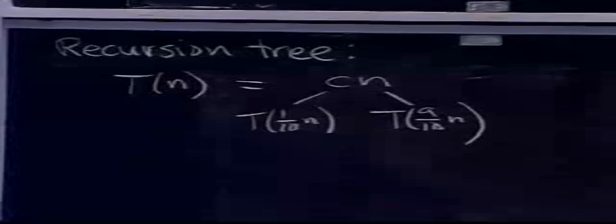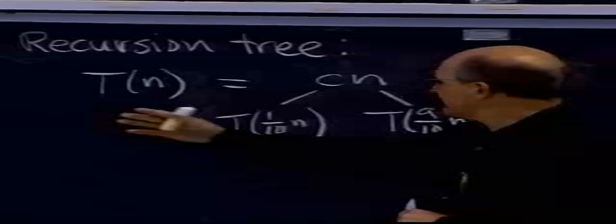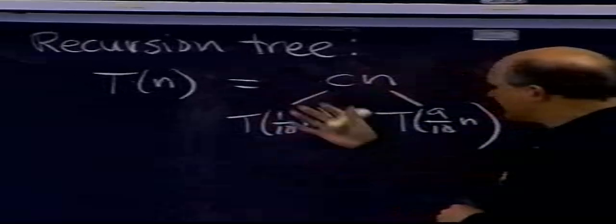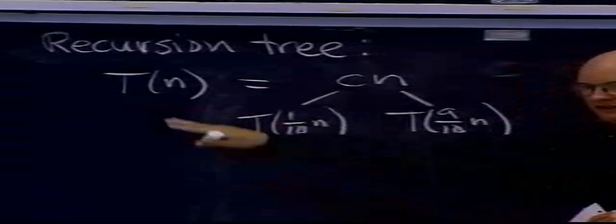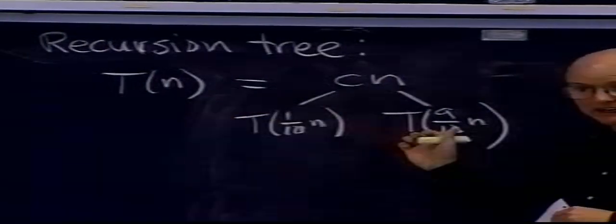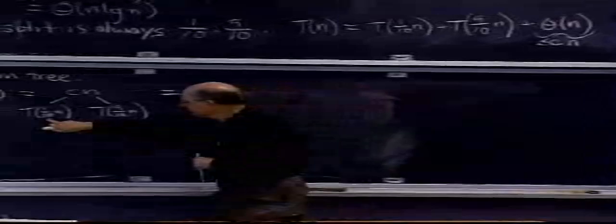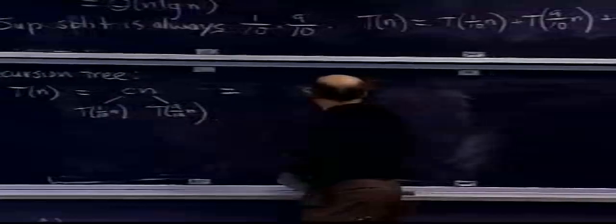The invariant that I'm going to maintain from one step of the development of the recursion tree to the next is that the sum of everything in the recursion tree is always T of n. That's certainly true here, because that's what my recurrence says. So for the next step, I simply use this formula to expand each of these at the next level. I get Cn, that didn't change. And now when I expand T of 1/10 n, what value do I get here?